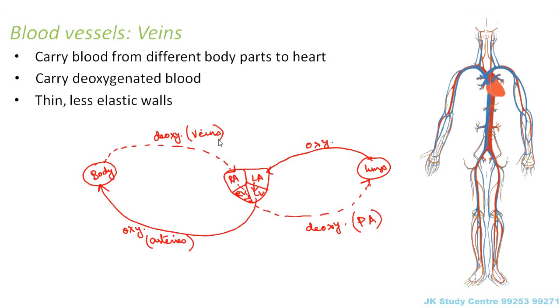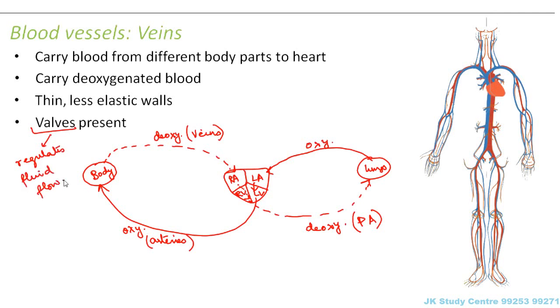The blood is flowing from different parts of the body, so they are comparatively at a lower pressure. As a result, thin walls will also do. In veins, there are valves which are present. What are valves? Valves are something that regulates or controls the flow of a fluid. So valves actually regulate the flow of a fluid.